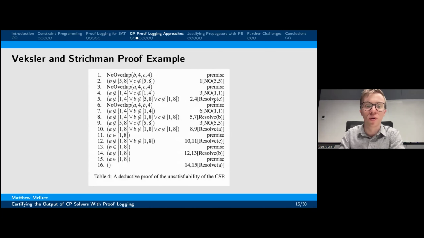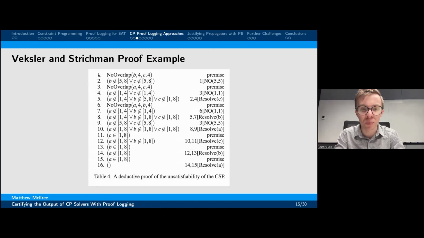And then when it comes to the actual points in search where we want to backtrack, we can effectively output a resolution proof that allows us to derive successively more and more general no-goods, so more and more general clauses that are disallowing values from variables' domains until we can eventually derive the empty clause. So this is a resolution proof, and it can be thought of as a proof system where we have specialized propagation rules for every constraint.